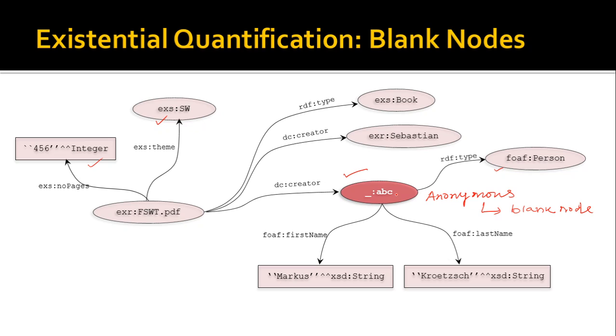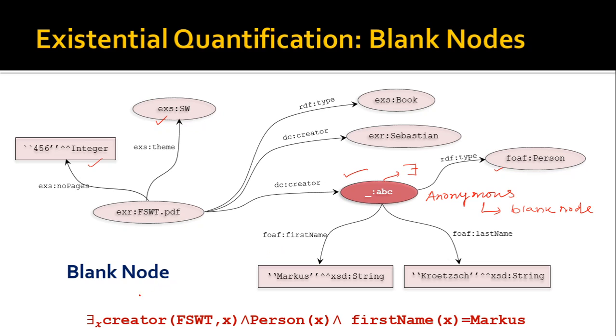Now we have talked about something like existential quantification in first order logic. So this relates to the existential quantifier. Why am I saying this? There is a creator, there exists a creator who has attributes like first name, last name. So let us try to write an equivalent first order logic statement for this. There exists X for which it is true that X is a creator of FSWT, X is a person, the first name of X is Marcus and the last name of X is Quets, right?